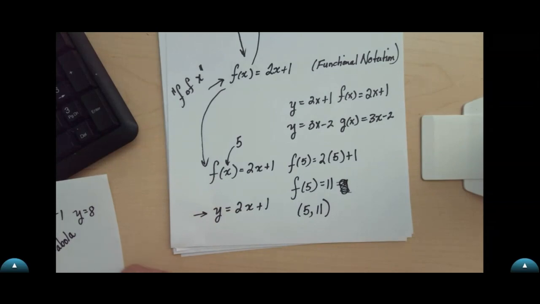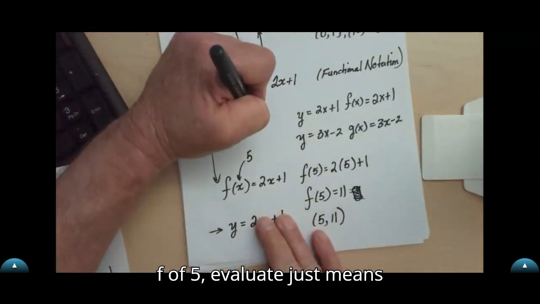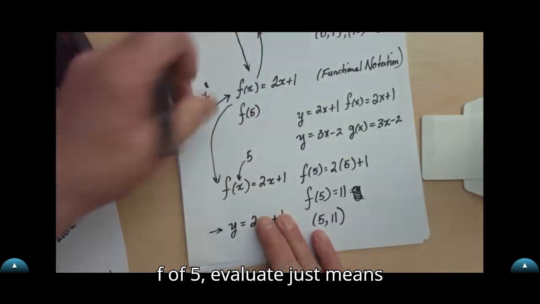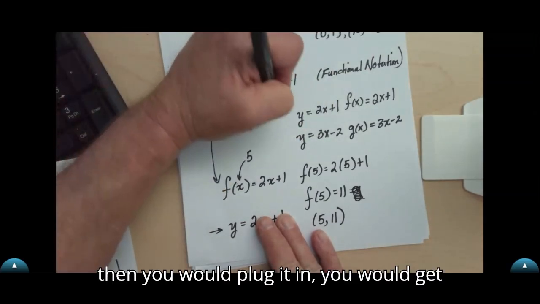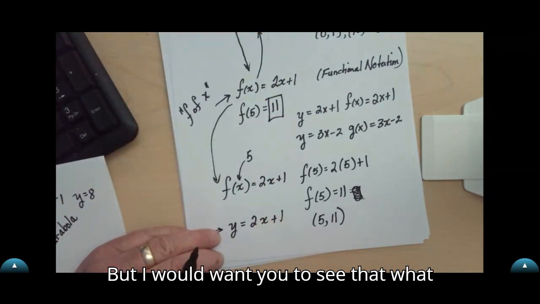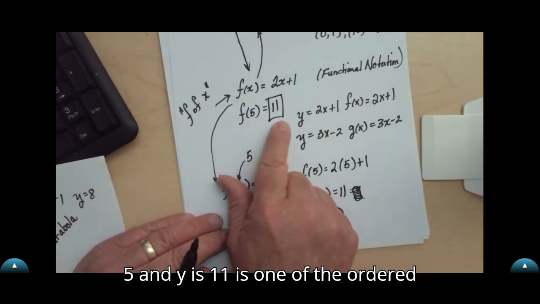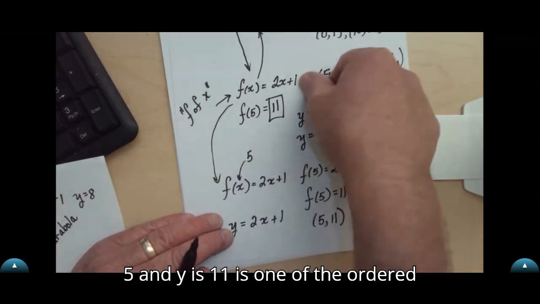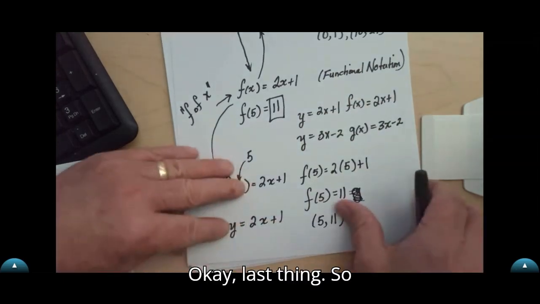So we wouldn't leave our answer as 5, f. If all they asked you to do is evaluate f of 5, evaluate just means see what f of 5 is equal to, then you would plug it in, you would get 11, and that's the answer you would give. But I would want you to see that what that means is the ordered pair where x is 5 and y is 11 is one of the ordered pairs in that function. Everybody with me? Okay, last thing.